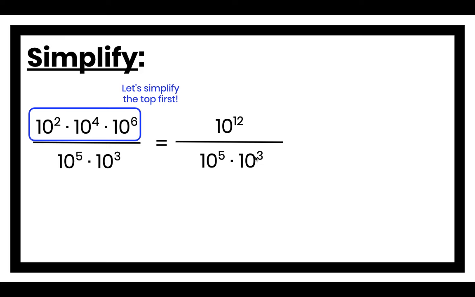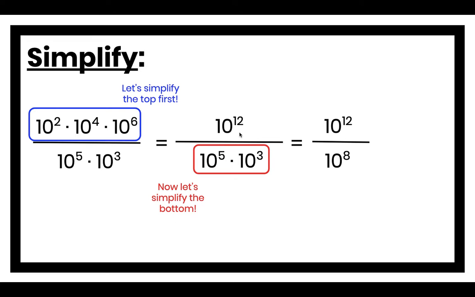So now we're simplified at the top, we have to simplify the bottom. So once again, it's a multiplication of powers, so we're going to add our exponents, keep our base the same. So 5 plus 3 is 8, so it's going to be 10 to the 12th on top stays the same. But we're going to simplify the bottom to be 10 to the 8th. Now it's just a simple division of powers, so we're going to keep our base the same and subtract our exponents. 12 minus 8 is 4, so it's 10 to the 4th power.